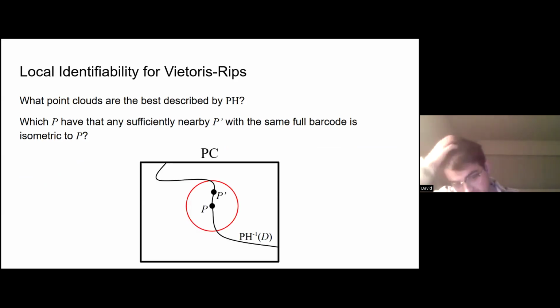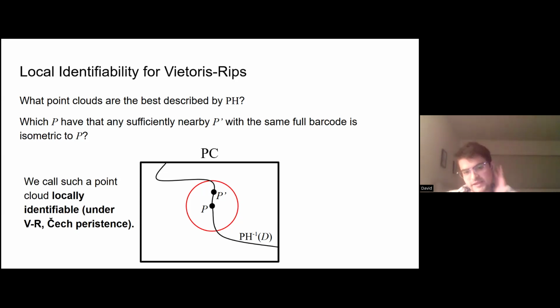Like in a picture, if this is point cloud space, you can see the point cloud P sitting in point cloud space. When can I find a neighborhood around P where any other point cloud that's sufficiently close and has the same full barcode is actually isometric to P? So, translation, rotation, and reflection away.